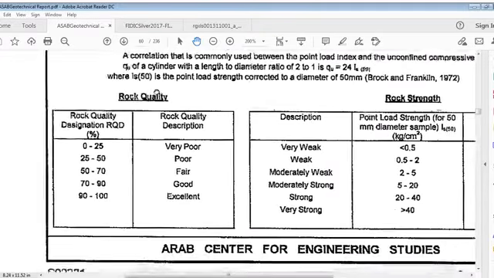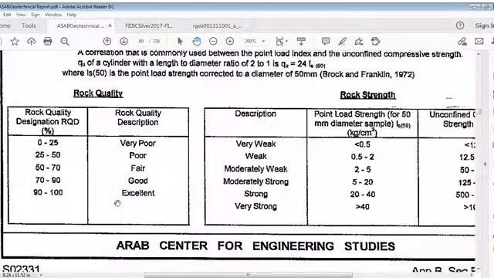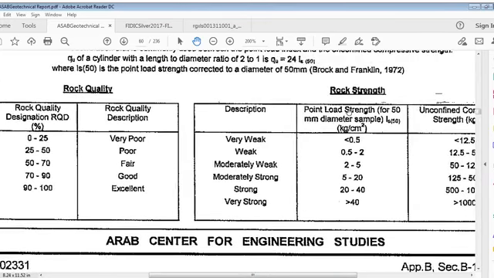So what it says actually is that there are two points we are talking about, rock quality and rock strength. Let's talk first about rock quality. Rock quality designation 0 to 25 is very poor.